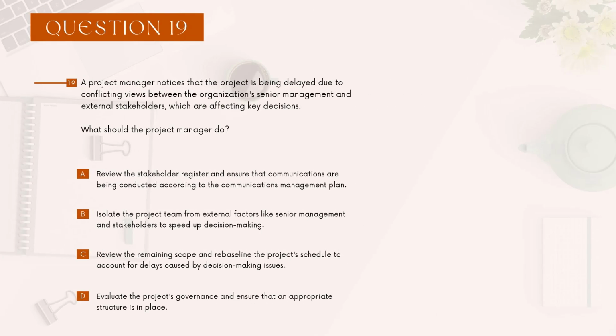Let us move on. Awesome, a shorter question. A PM notices that a project is being delayed due to conflicting views between organization senior manager and external stakeholders, which are affecting key decisions. What should the project manager do? So again, this is a people type question or people domain question. I personally find it the easiest ones to solve, but let's just continue and see how difficult this one is.